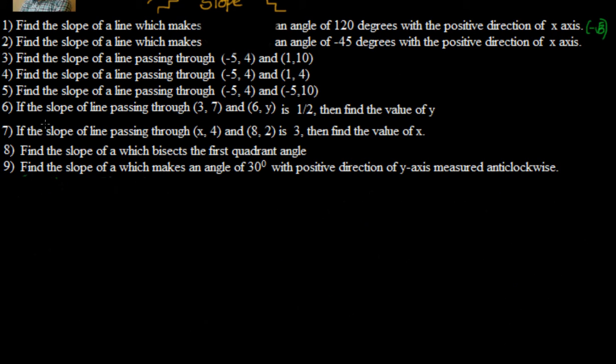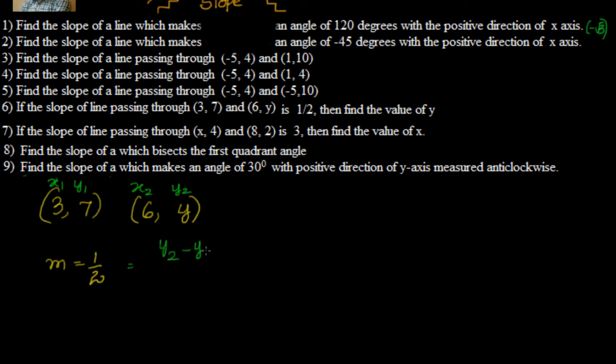If the slope of the line passing through 3 comma 7 and 6 comma y is 1 by 2, find the value of y. So we have 2 points, 3 comma 7 and 6 comma y. We know that the slope is equal to 1 by 2. We have to find out the value of y. Now let us say this is x1, y1, x2, y2. We know that the formula is m equal to y2 minus y1 divided by x2 minus x1.